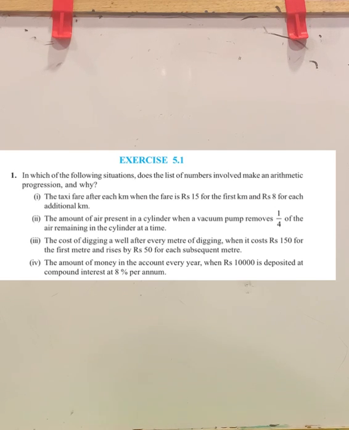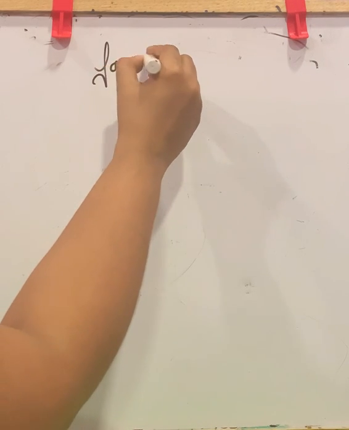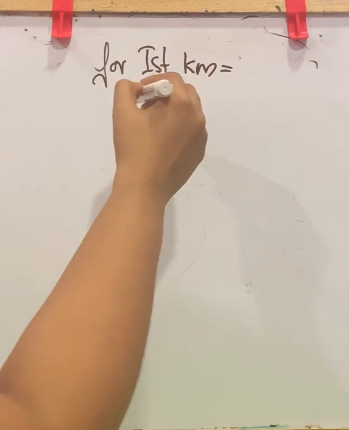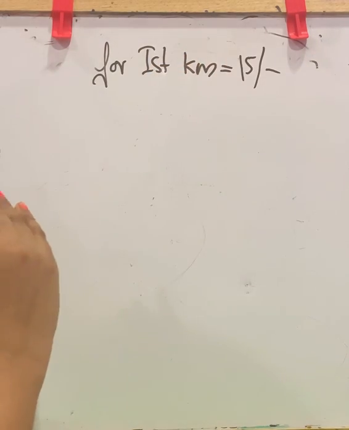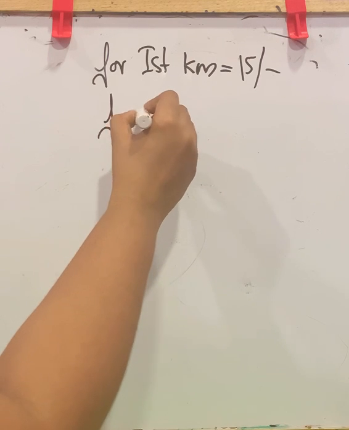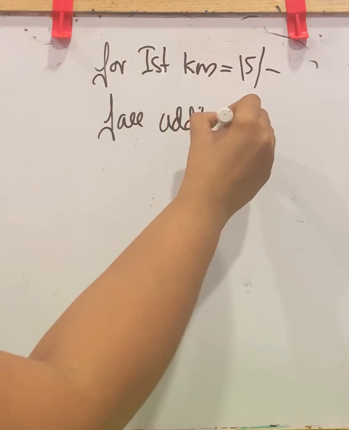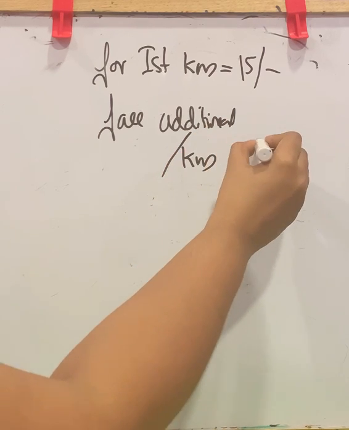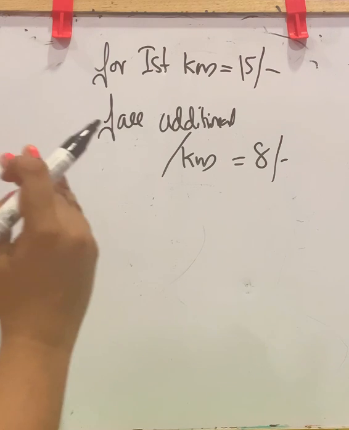First question, in which of the following situations does the list of numbers involved make an arithmetic progression and why? The sub question is, the taxi fare after each kilometer when the fare is rupees 15 for the first kilometer and rupees 8 for each additional kilometer. So it is given for first kilometer the fare is rupees 15 and after that for each additional kilometer we have to give rupees 8. So how will you write an AP from this?